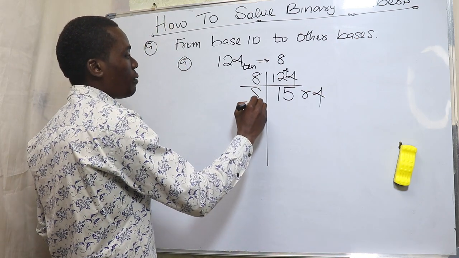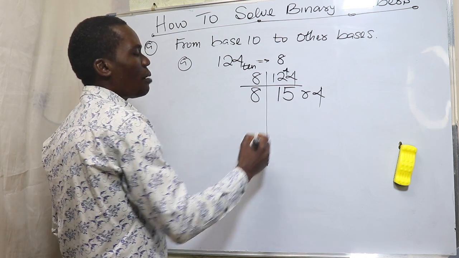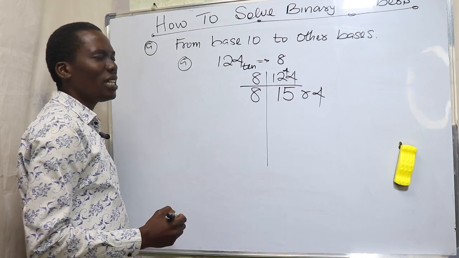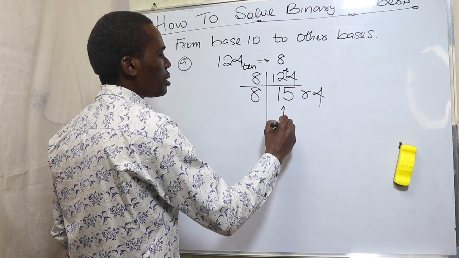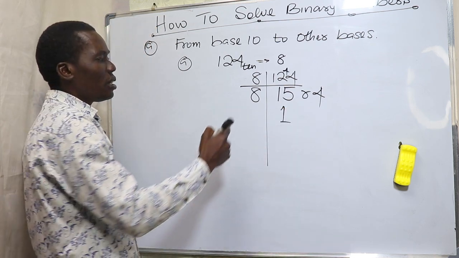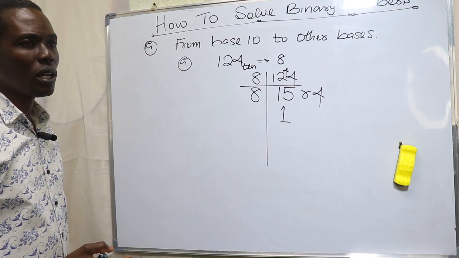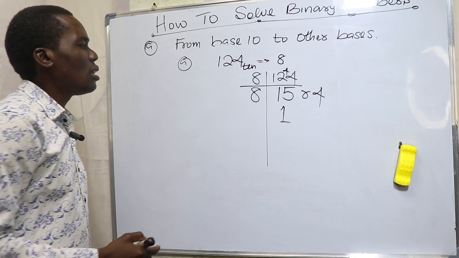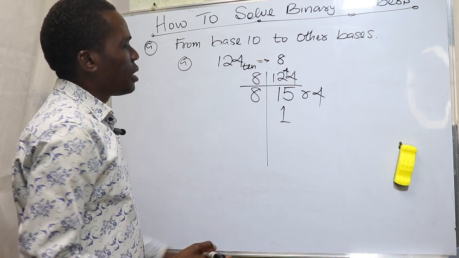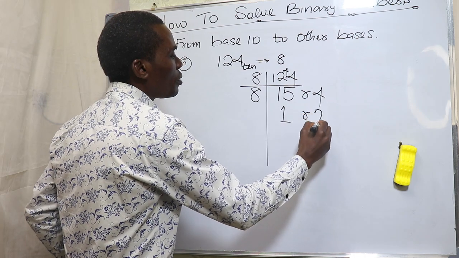The next thing I go divide by 8. 15 divided by 8. How many 8 I fit get for 15? Because 8 times 2 na 16. So na only 1 I go get. Abi, that one, 8 times 1 go give me 8. Then 15 minus 8 go give me 7.